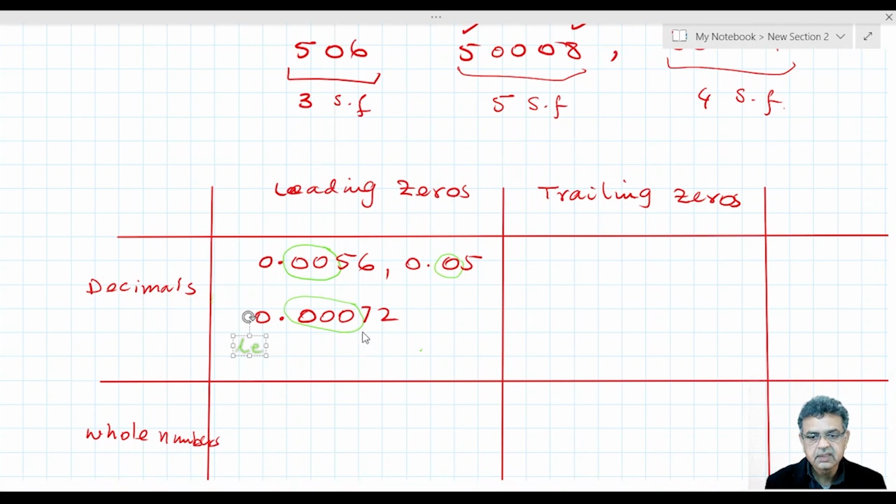This color is very light. Okay. Leading zeros are not significant. Not significant.